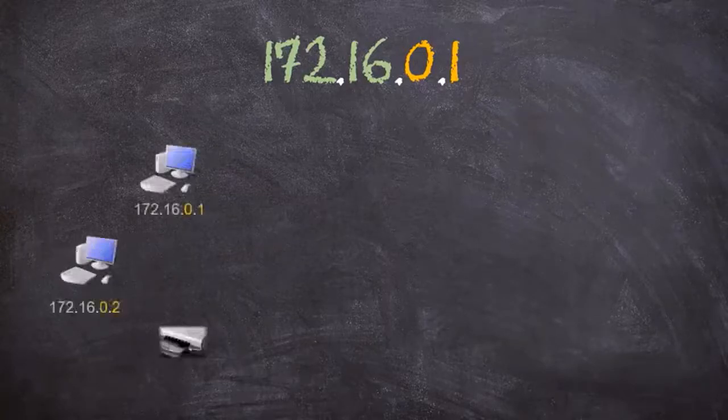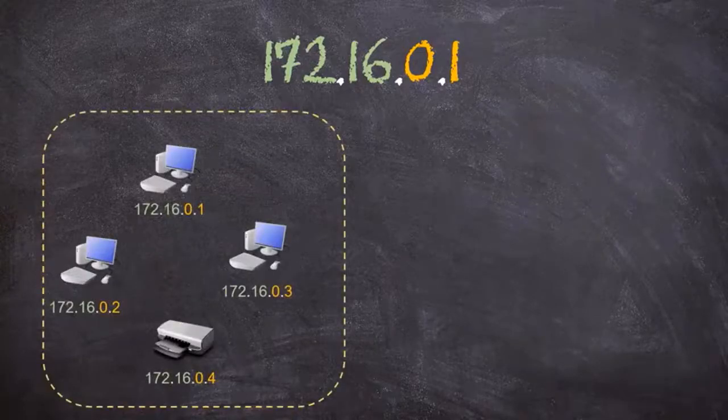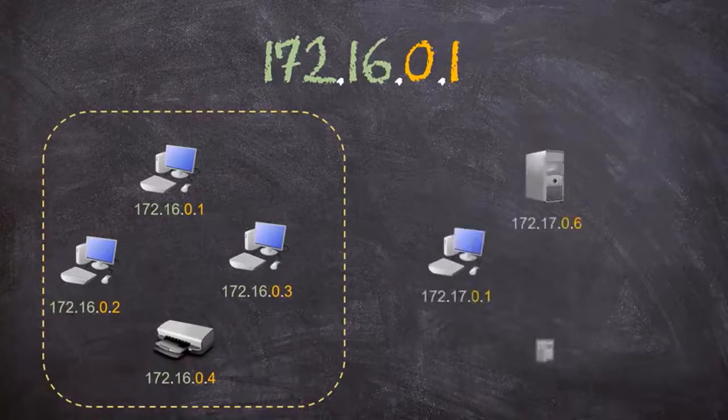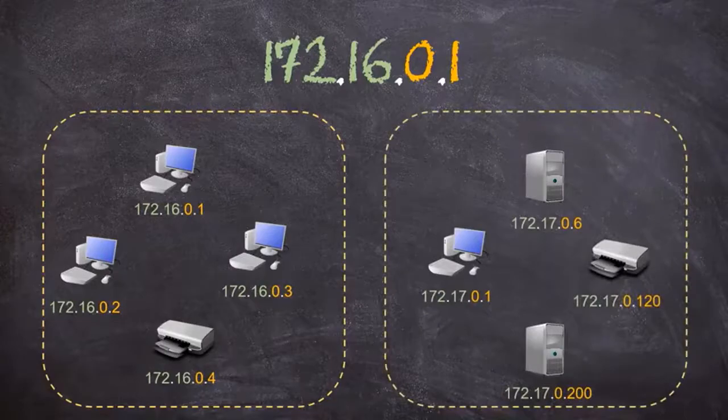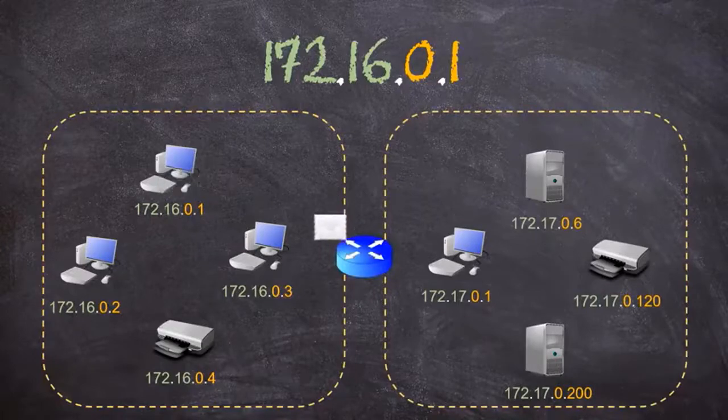All the hosts here that start with 172.16 are in the same network. If we add more hosts, and the IP addresses start with 172.17, then this is a different network. If hosts in different IP networks need to communicate, then there will need to be a router between them.